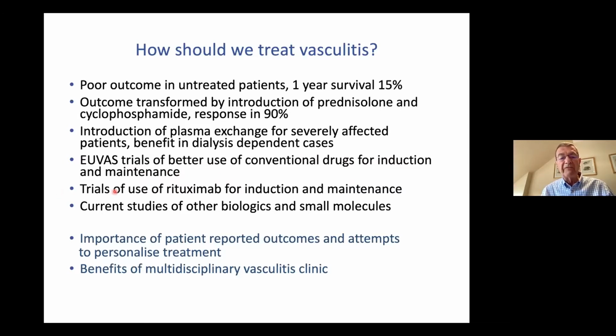More recently, there's been a number of trials of the use of rituximab, the monoclonal antibody which depletes B cells, and there are current ongoing studies of various biologics and small molecules. And although I won't have time to talk about it today, I'd like to remind you of the importance in these trials of patient-reported outcomes and also attempts to personalize treatment according to the individual patient. It's also a benefit if these patients can be treated in a multidisciplinary vasculitis clinic attended by various specialists where that's possible. But I appreciate that that's not always possible in your own hospitals.